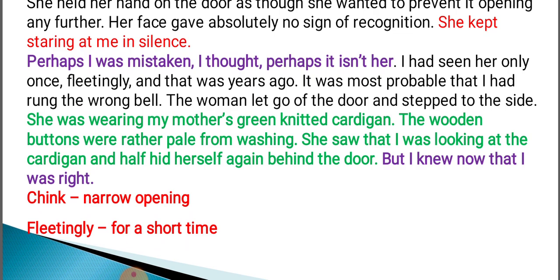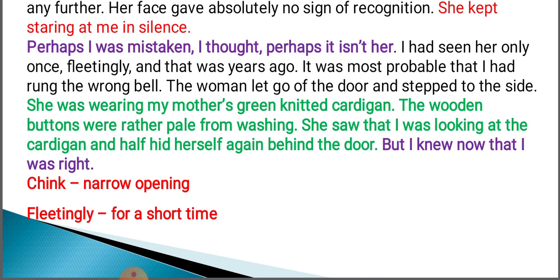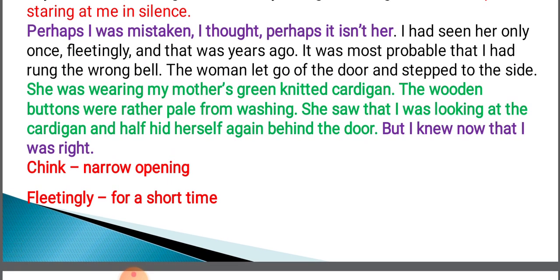But later on she could see that she was wearing my mother's green knitted cardigan. The wooden buttons were rather pale from washing. She saw that I was looking at the cardigan and half hid herself again behind the door, and now she understood that she could recognize that cardigan of her mother's indeed, and that she was hiding behind the door. "But I knew now that I was right." It means what? I knew now that I was at the right address.